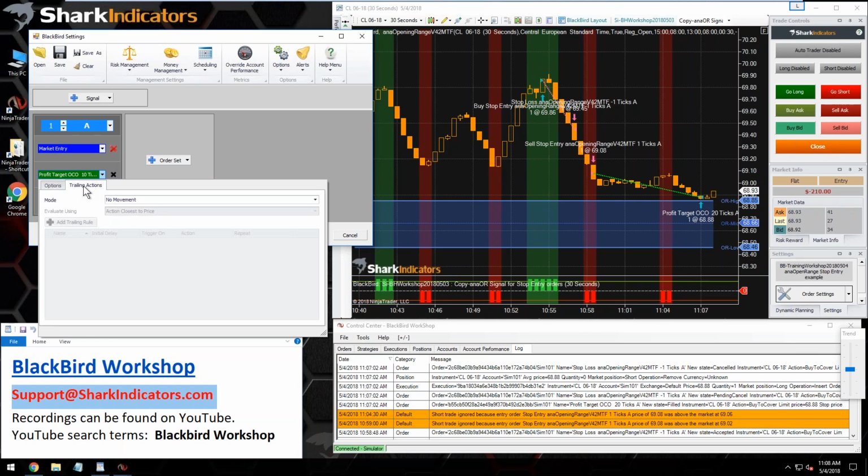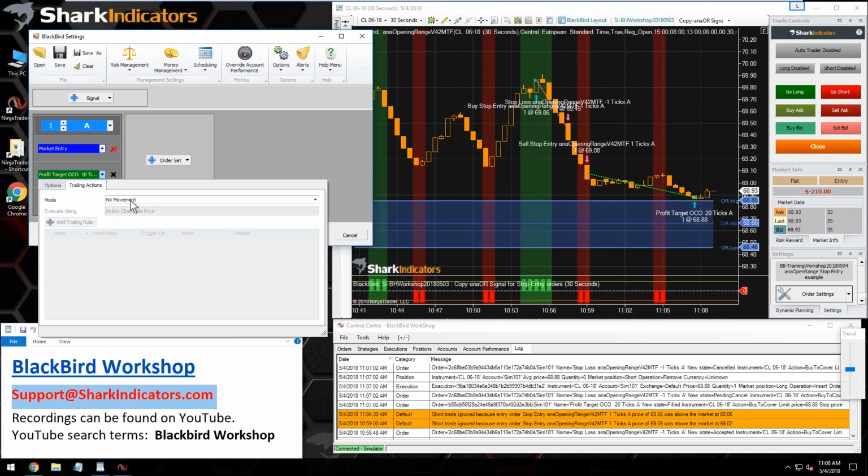To move an order, that's what the trailing actions are for. That is what will move an order once it's been placed. So we want to set the mode to custom, and then add a trailing rule here, like so. What do we call this? Push profit target out, something like that.